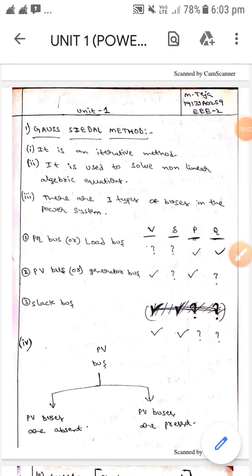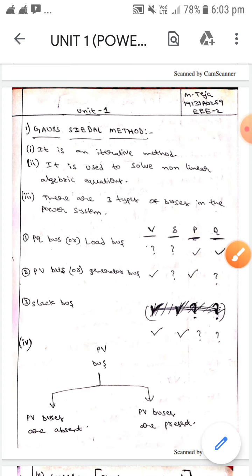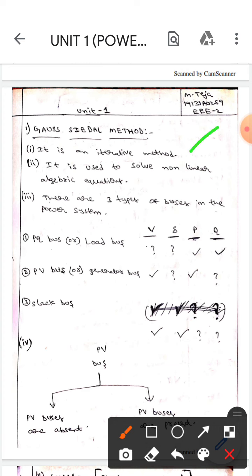Today we are here to discuss the Gauss-Seidel method in load flow analysis. It is a type of iterative method used to solve nonlinear algebraic equations. There are three types of buses in a power system. One is the PQ bus, which can also be called the load bus. The second one is the PV bus, which can also be called the generator bus. The third one is the slack bus.